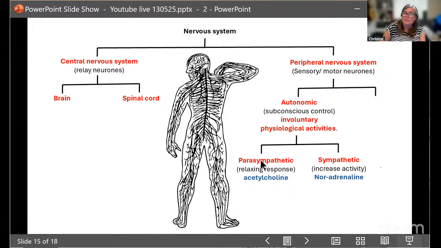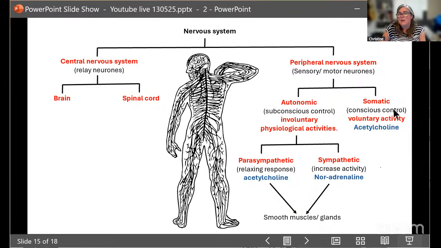Is it a relaxing response or is it increasing the activity? Depending on if it's the parasympathetic, it's going to release acetylcholine. If it's a sympathetic, it's noradrenaline. That's therefore going to affect the smooth muscles, glands, but also we need to add in our cardiac muscles. That's missing here. But if we're talking about controlling the heartbeat, the SAN, and how it sends its electrical impulses, then we need to include our sinoatrial node there.